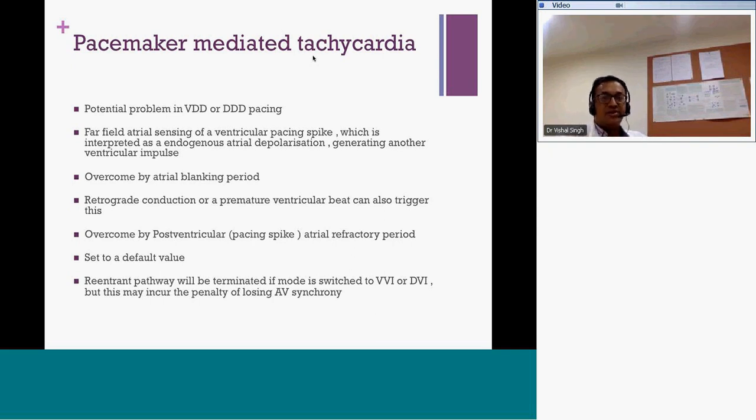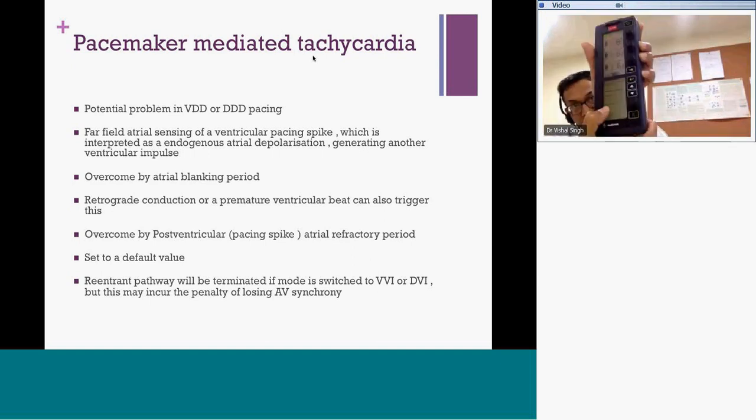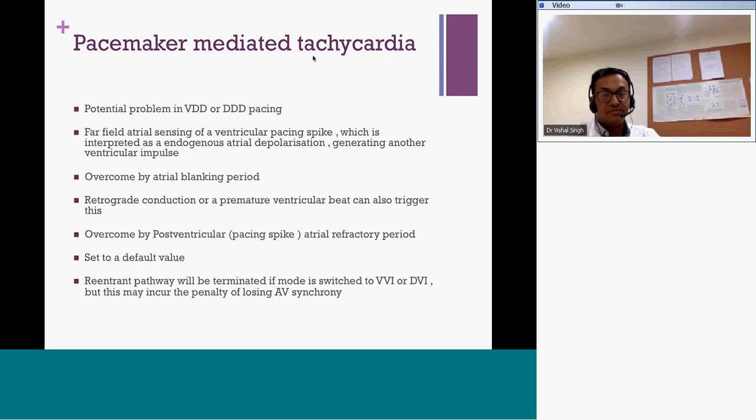The pacemaker-mediated tachycardia, which we have discussed related to crosstalk, is a potential problem in DDD pacing. Atrial sensing of a ventricle pacing spike, which is interpreted as an endogenous atrial depolarization, triggers another cycle, leading to a faster rate. Now, it's overcome by the atrial blanking period, which is an automatic setting. It becomes a retrograde conduction of a ventricular beat. In that case, you can overcome it by the post-ventricular atrial refractory period, PVARP, and you can adjust it marginally in such situations. You can see PVARP here in the lower panel.